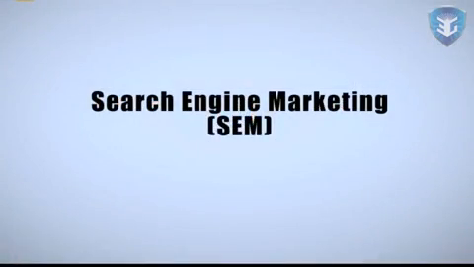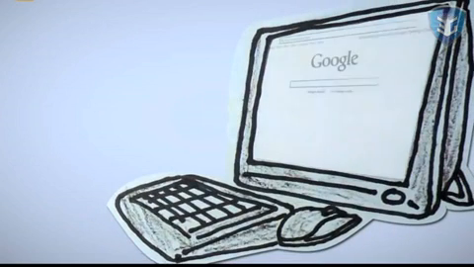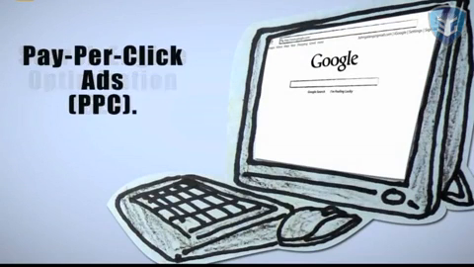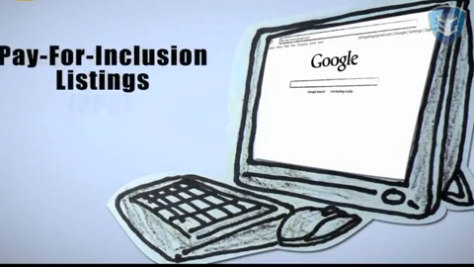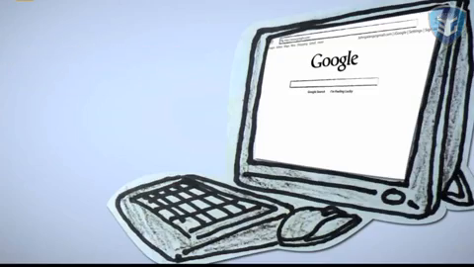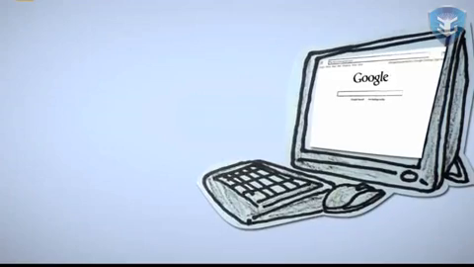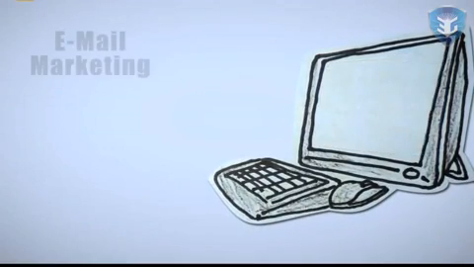Then there is search engine marketing, which is marketing a website online via search engines, either by improving the site's natural ranking through search engine optimization, buying pay-per-click ads, or purchasing pay-for-inclusion listings in website directories, which are similar to offline Yellow Page listings. We will look at these in more detail in later videos.